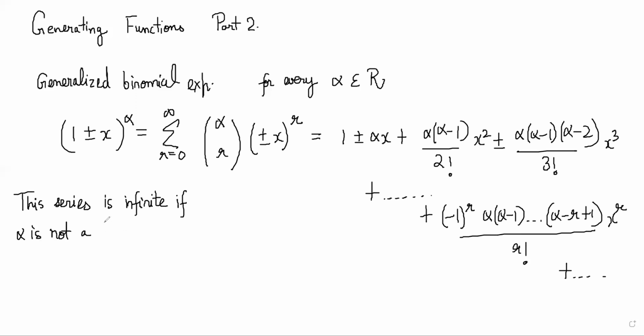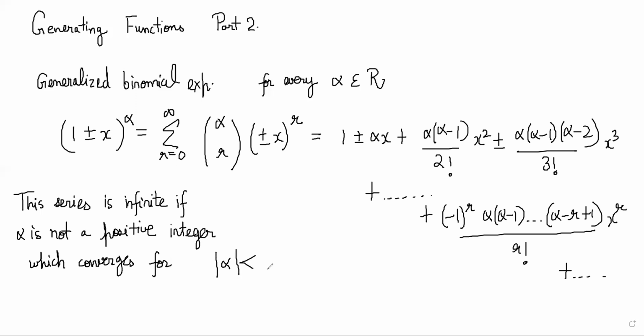Whenever it is a fraction or a negative integer, then the series is an infinite series which converges only for mod x less than 1. If mod x is greater than 1, then the series is divergent, right? So using this, I will show you a couple of important examples.